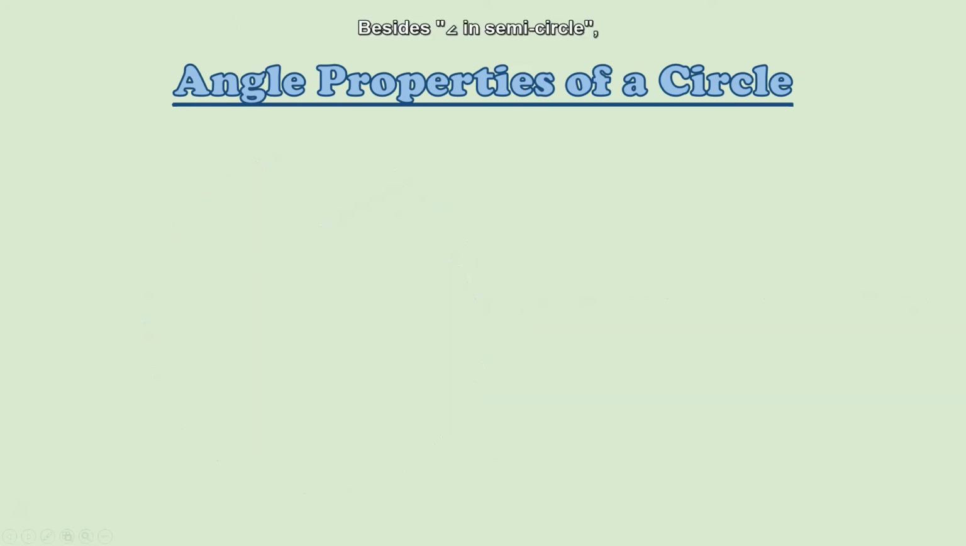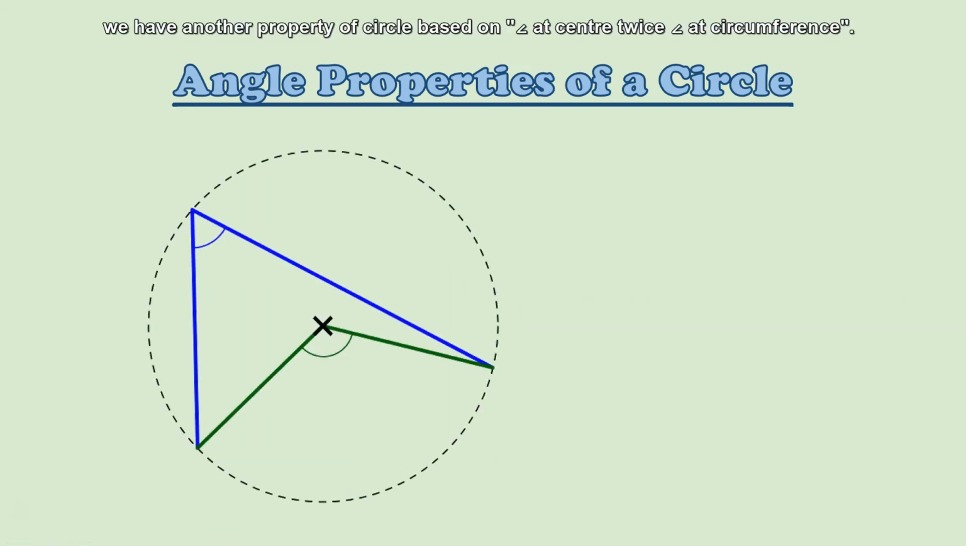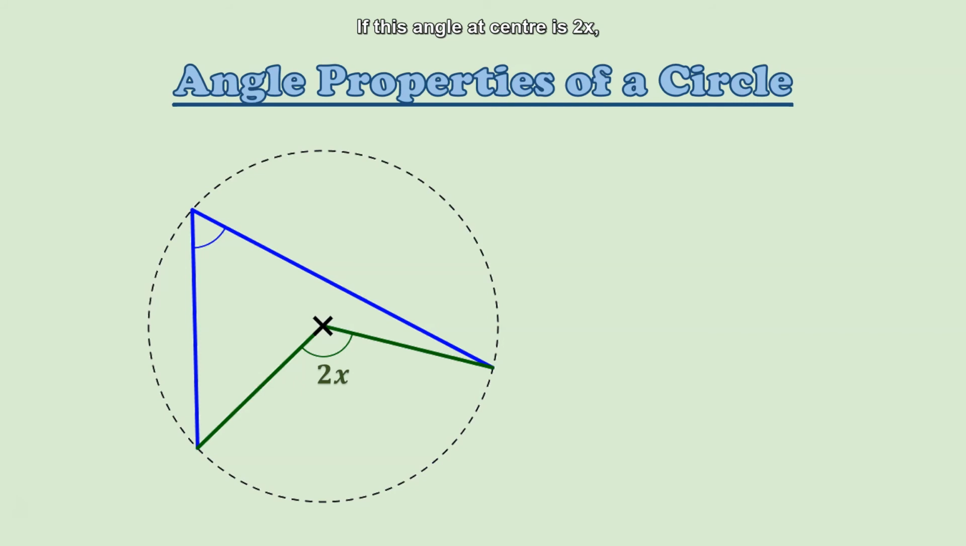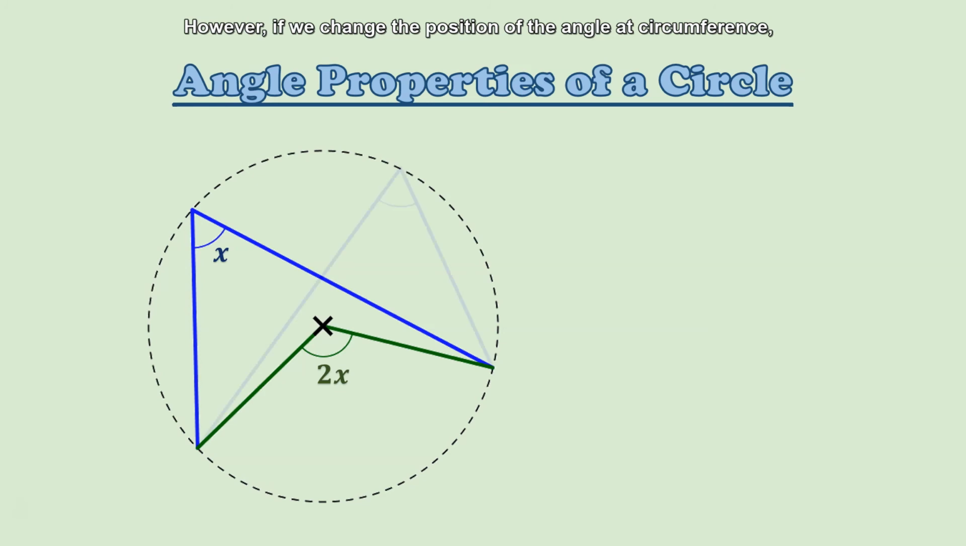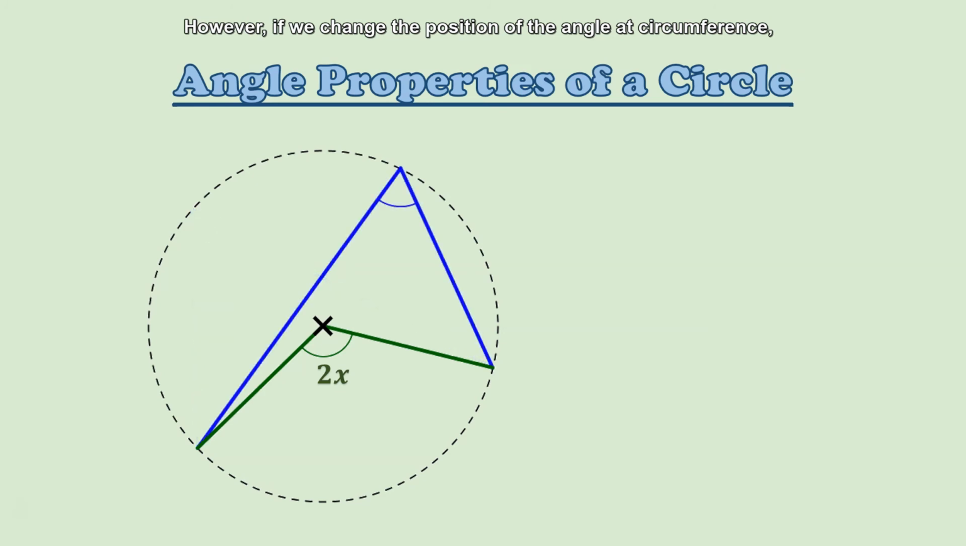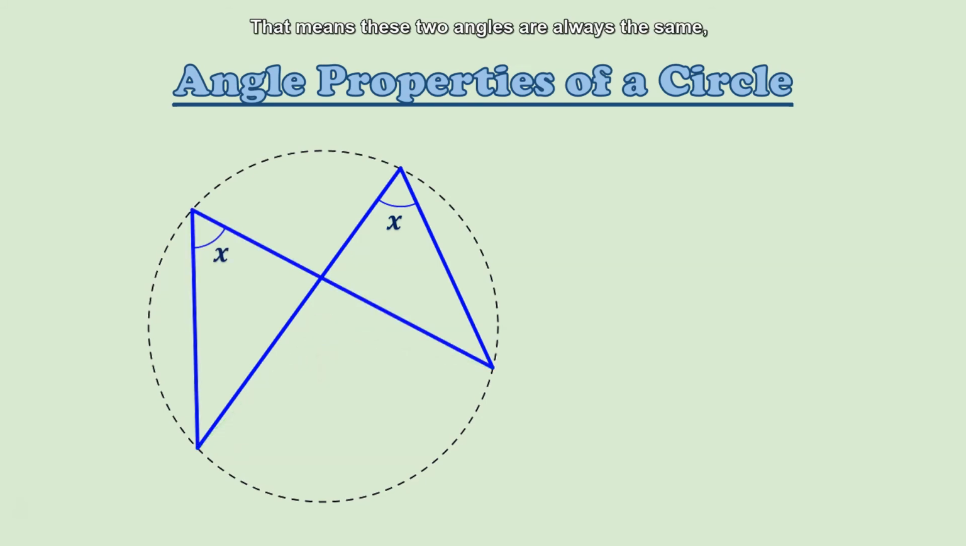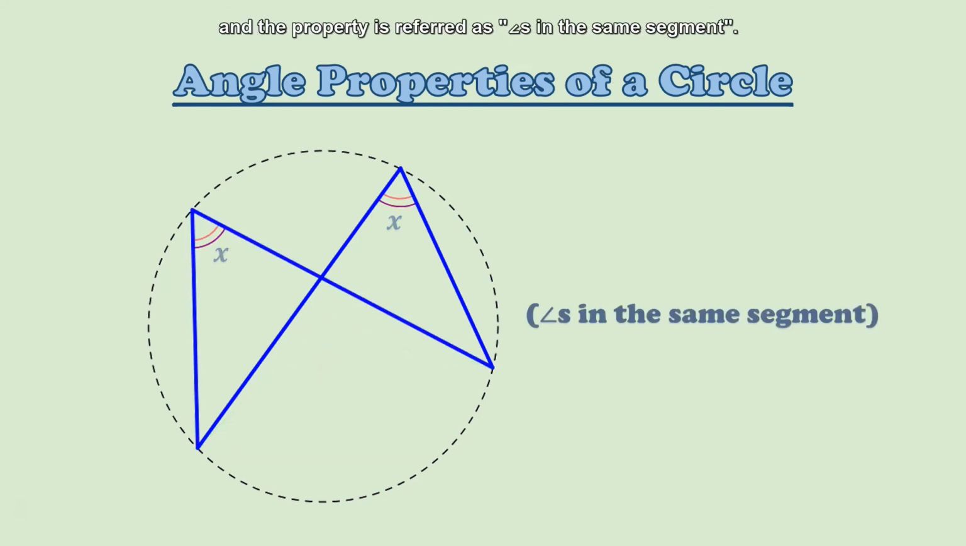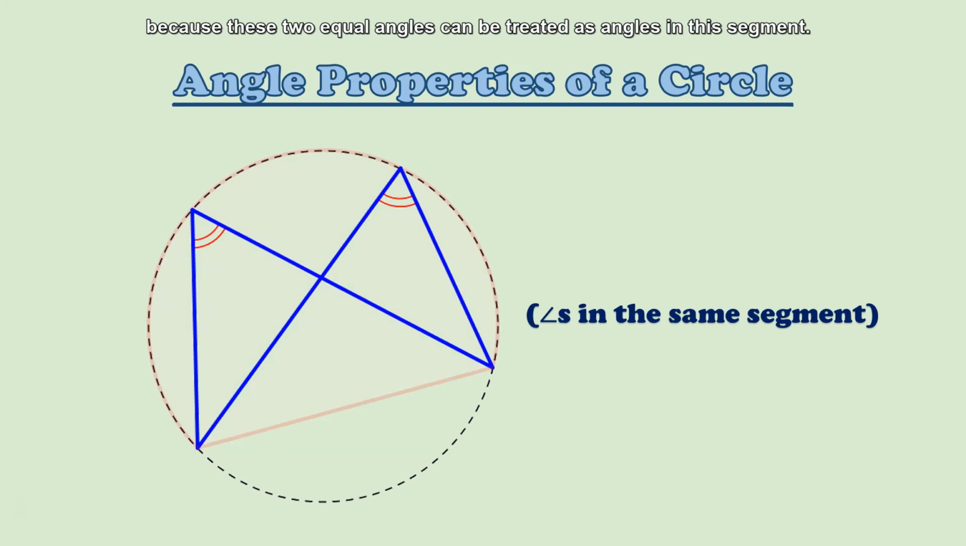Besides angle in semicircle, we have another property of circle based on angle at center twice angle at circumference. If this angle at center is 2x, that means this angle at circumference is x. However, if we change the position of the angle at circumference, it should still be x. That means these two angles are always the same, and the property is referred as angles in the same segment. We call these angles in the same segment because these two equal angles can be treated as angles in this segment.